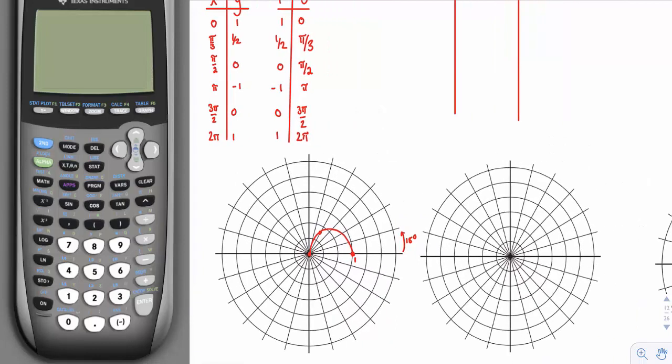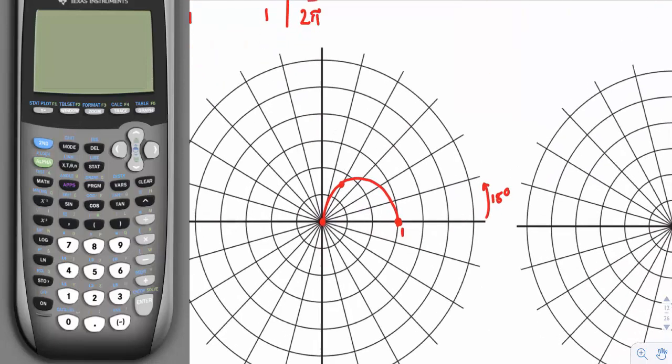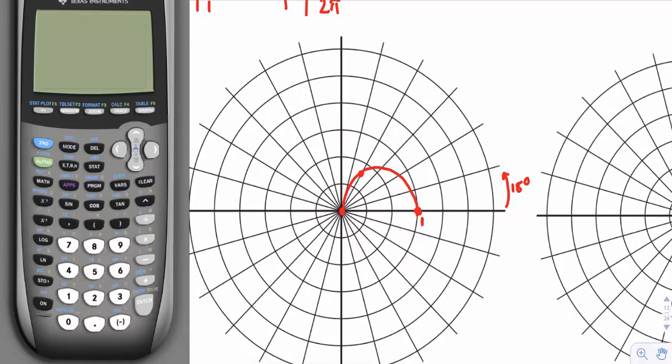We have our next point, which puts us at 0. I already did 0, pi over 2. The next point is at -1, pi. So I'm going to go -1, which means I'm going to go to the left 1, puts me right here, and I'm going to go pi. So pi radians is going to put me right back at this point.